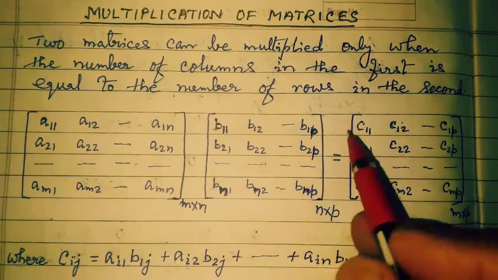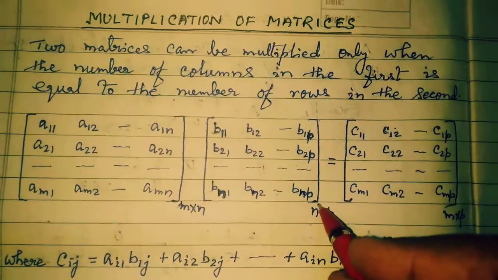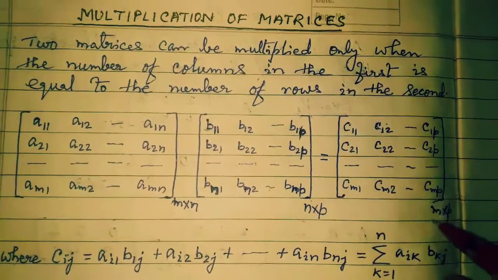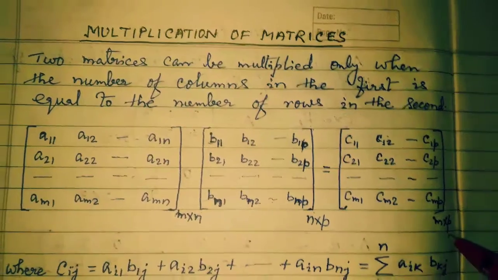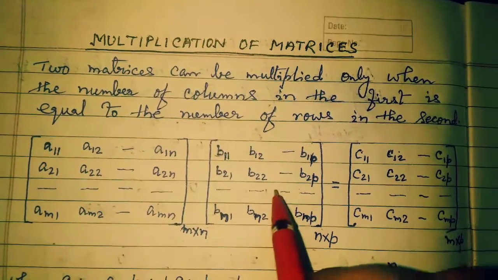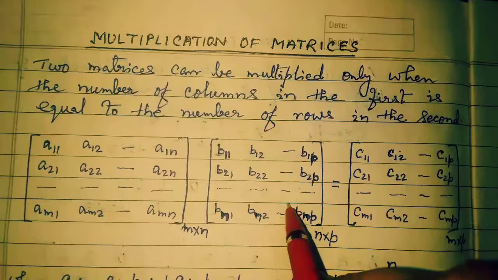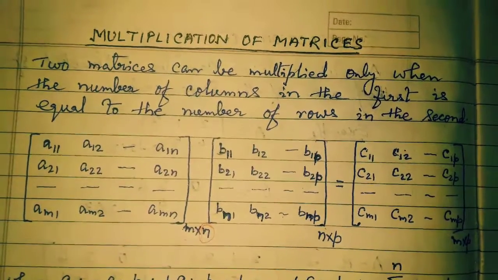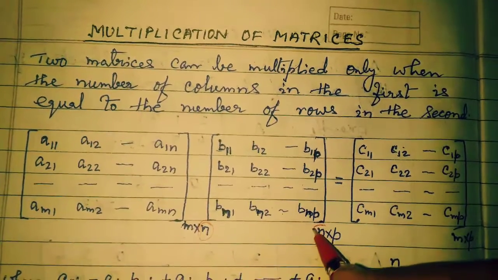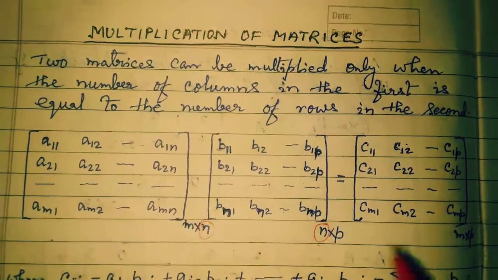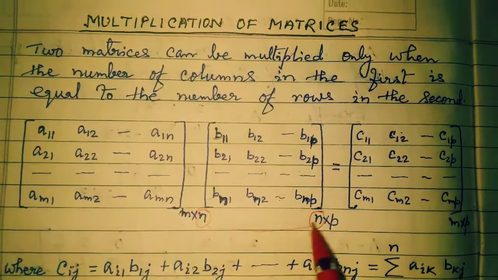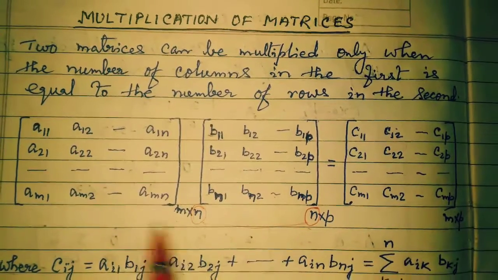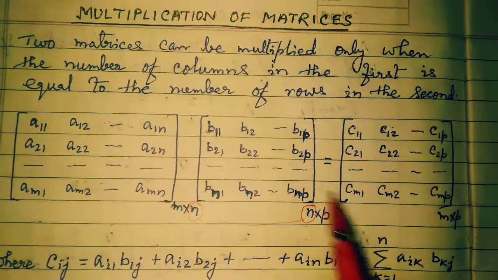And this is matrix B whose order is n into p. So the resultant matrix is C whose order is m into p. We'll see how it comes m into p. The product of these two matrices is possible because the columns of the first matrix A and the rows of matrix B are equal. So these two will be cancelled. So the resultant matrix order will be the rows of the first matrix, that is m, and the columns of the second matrix, that is p.